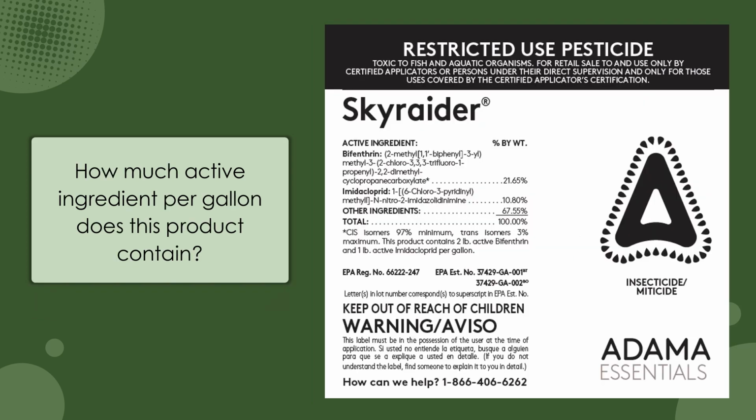Easy. Okay, how much active ingredient per gallon does this product contain? That's even easier. Just look on that label. It's a little complicated looking at first, but right here it's hidden. This product contains 2 pounds active bifenthrin. It'll be in there somewhere. That's the promise, that if there's a question asked about anything regarding this label, the answer is going to be there. You just need to find it.